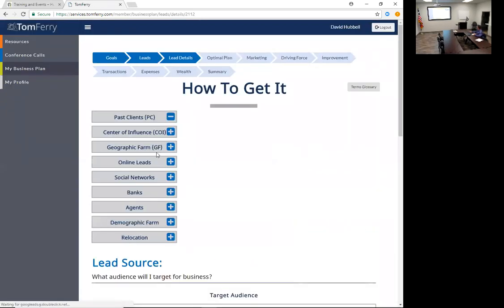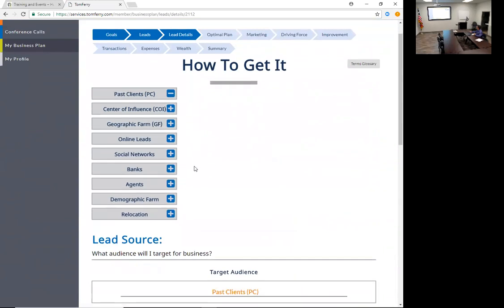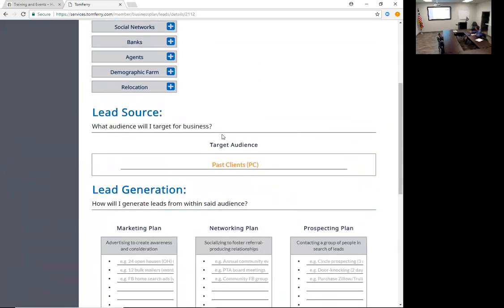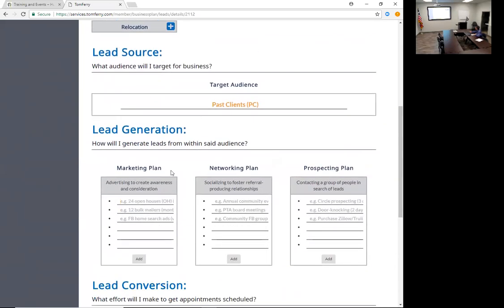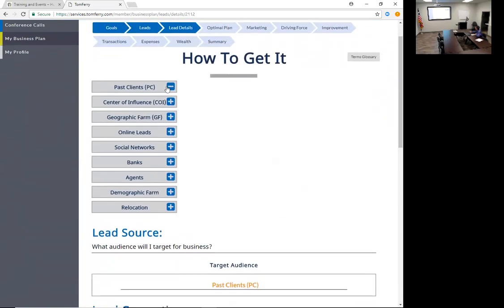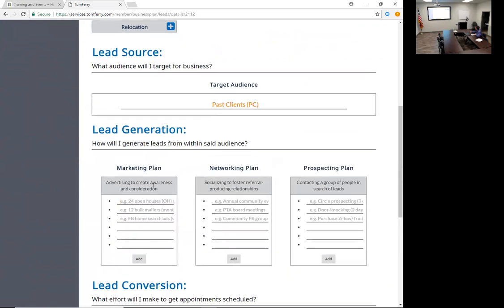Okay, so with that said, this is how I'm going to get it. Oh my gosh, so it automatically generated what I have to do. Is that right? Oh no, okay, this is just examples. I was like, dang, I get 24 open houses every month. It's like PTA boarding. Alright. Okay, so past clients. How's this working? Oh, that's kind of cool. So on my past clients, it's giving me an exact target.